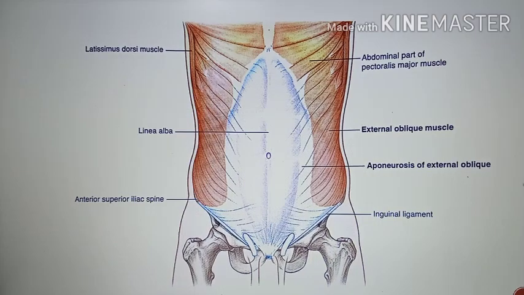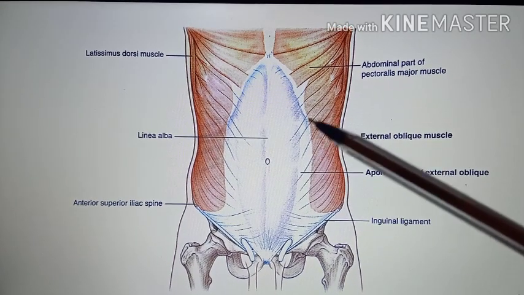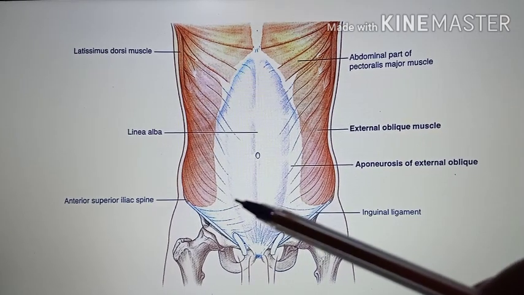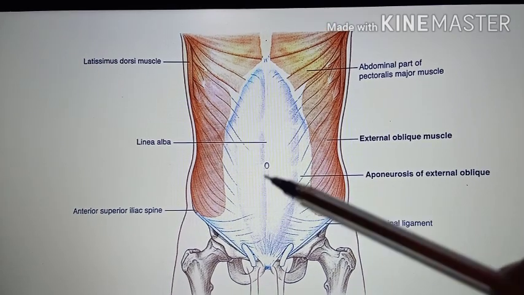Now coming to the 3 flat muscles, the external oblique, internal oblique and transversus abdominis, they form 3 distinct layers in the anterior abdominal wall. The neurovascular structures are present in between the internal oblique layer and the transversus abdominis muscle layer. Now coming to the external oblique muscle, this is the outermost muscle. This is the aponeurosis of the external oblique muscle and they meet in the midline. This is the linea alba.